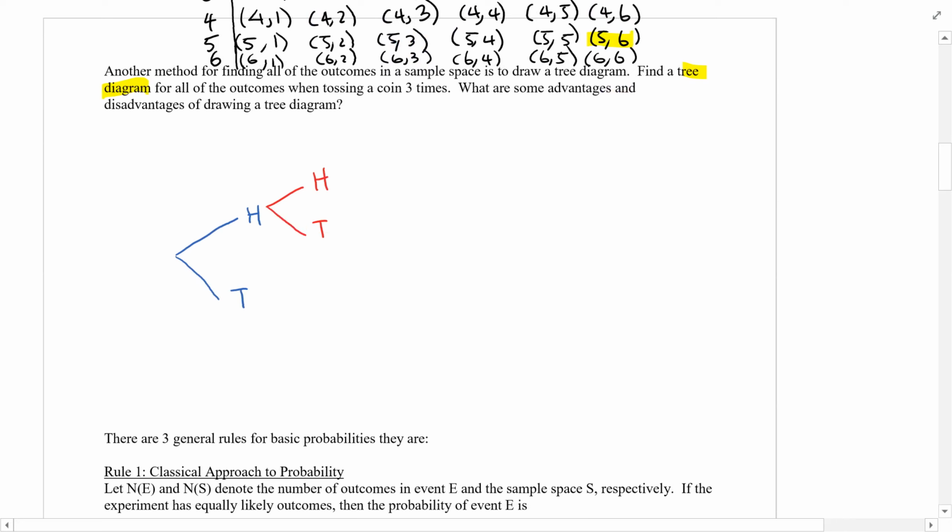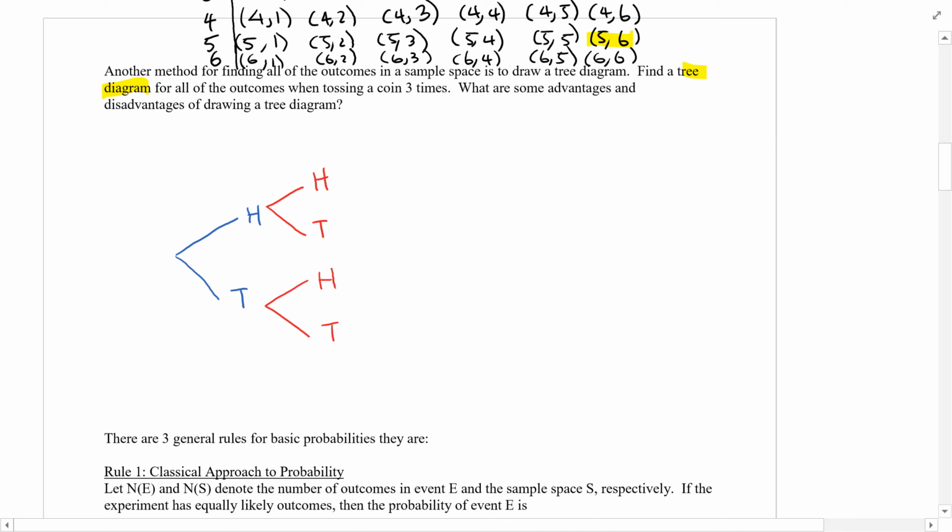If we have a head on the first toss, maybe a head in the second toss, we can also get a tail in the second toss. Same thing here: if I have a tail in the first toss, then I could have a head in the second toss, or a tail in the first toss and then a tail in the second toss.